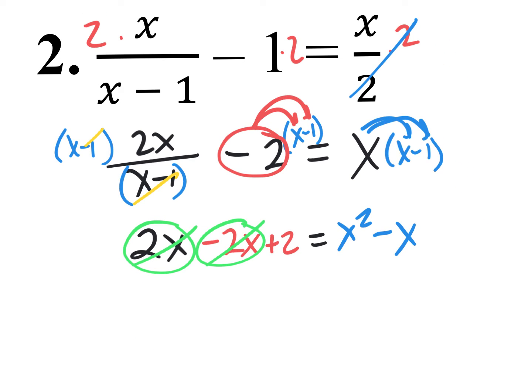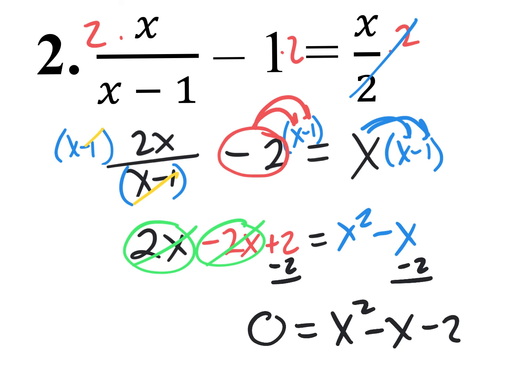How do I set it equal to 0? Subtract 2. There you go. Subtract 2. Thank you so much. Subtract 2. Subtract 2. Obviously, you can't subtract 2 from those x's. So you really do have 0 on the left side equals x squared minus x minus 2.